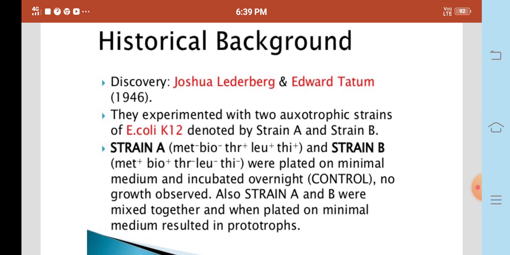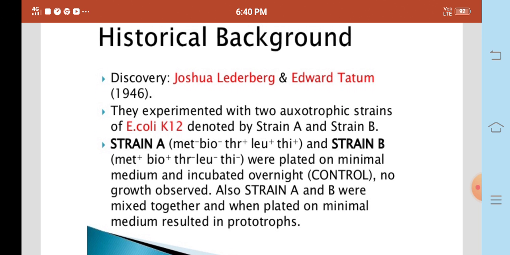Historical background about conjugation. Discovery. The conjugation mechanism was first discovered by Joshua Lederberg and Edward Tatum in 1946. They experimented with two auxotrophic strains. Auxotrophic means not self-sufficient producers. Auxotrophic strains of E. coli K12 denoted by strain A and strain B.